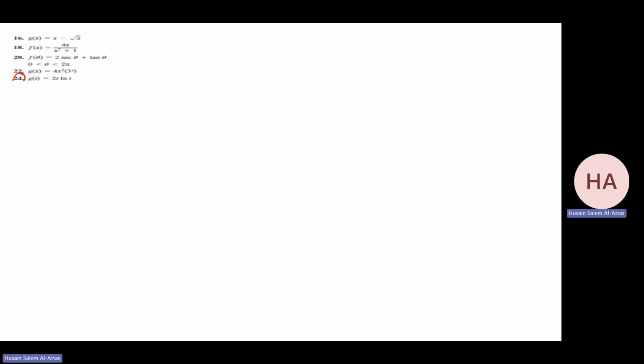This page, more problems. I have 16. The domain is what? From 0 to infinity. Let me write it. The domain of f is from 0 to infinity. So we'll find the derivative. That will be 1 minus 1 over 2 root x, which is (2 root x minus 1) over 2 root x.